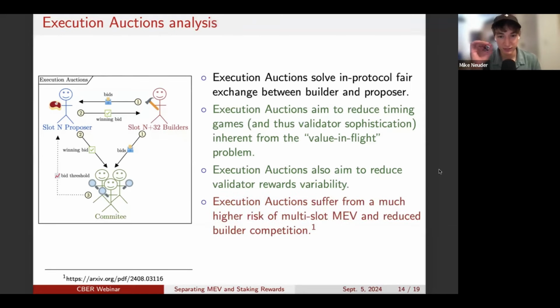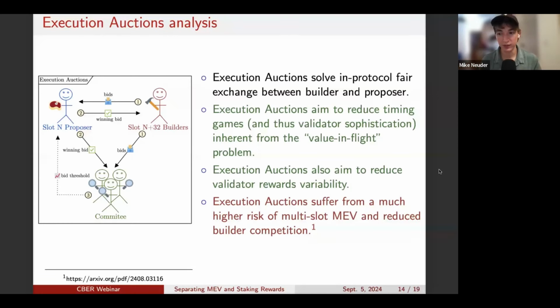But they have this key problem in my mind, which is they suffer from a much higher risk of multi-slot MEV and reduced builder competition. So Max and Malesh made this argument very concisely in this paper I link at the bottom, but the key takeaway here is if I'm a builder, I can buy slots in the future and I don't have to compete in a real-time auction once the actual slot comes to bear. So let's say I buy 5 slots in the future in a row, 5 back to back to back to back. Now I can do whatever I want.